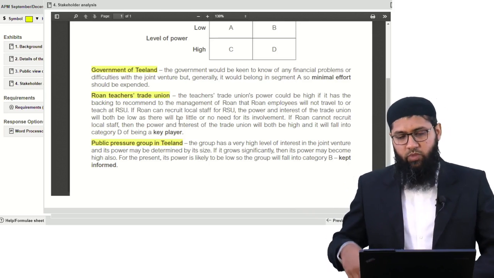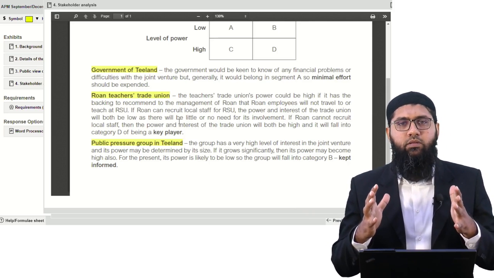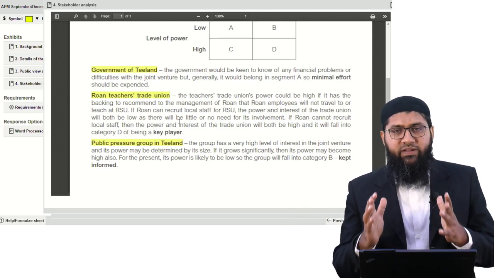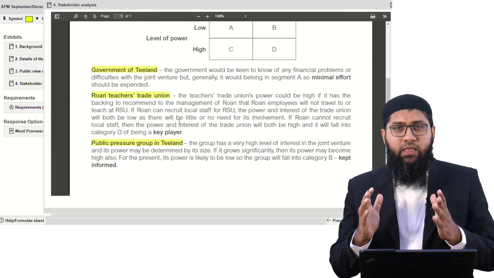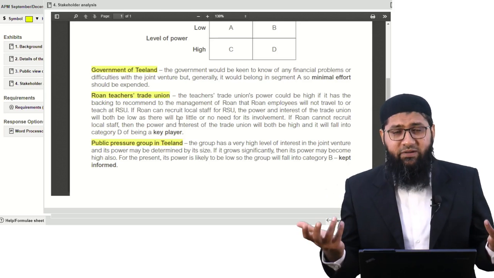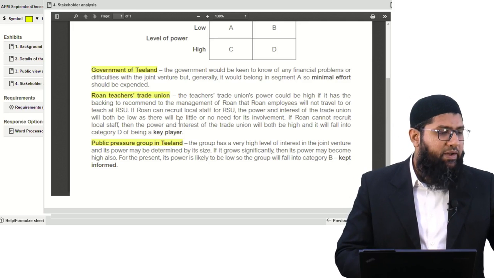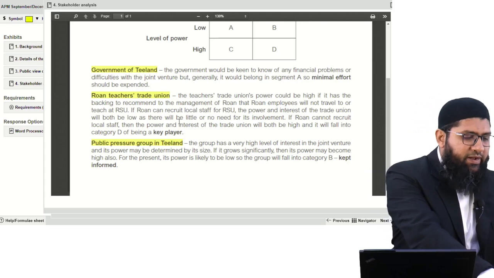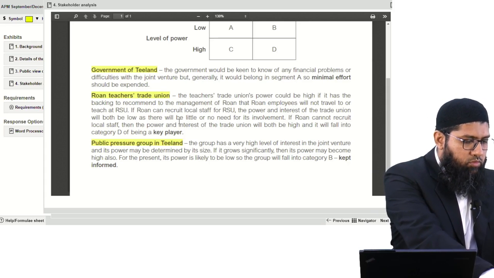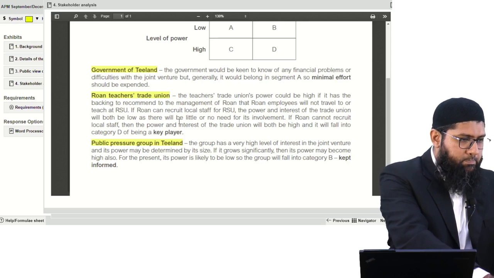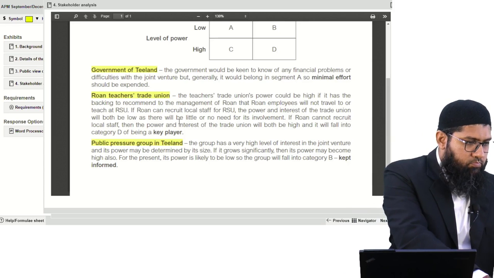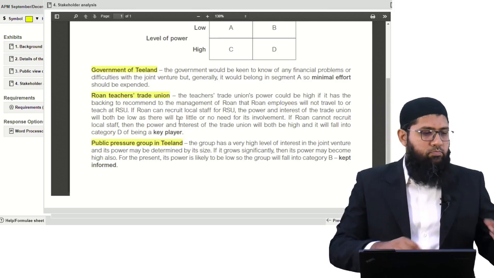Now, let's try to understand this thing. So the trade union is a key player. With respect to a key player, what do you need to do? They could affect your business to the maximum possible extent. So what is it that you need to do? What is it that you need to measure? You need to measure whether this key player has been satisfied, whether that key player is being treated like a key player. So what could be the relevant performance indicator? Yeah, your suggestions, please.